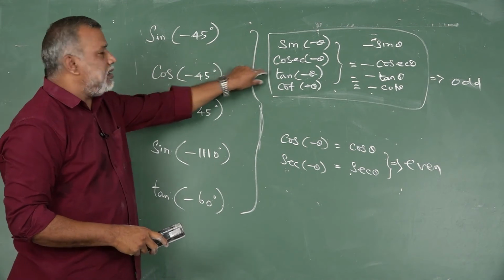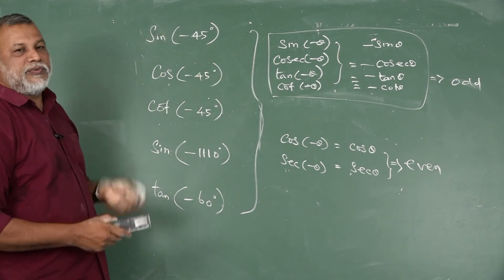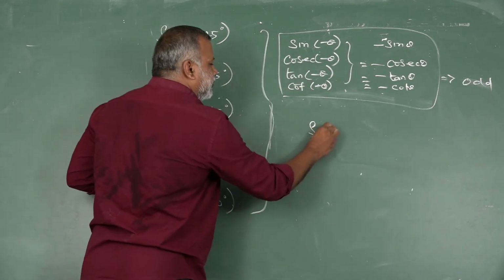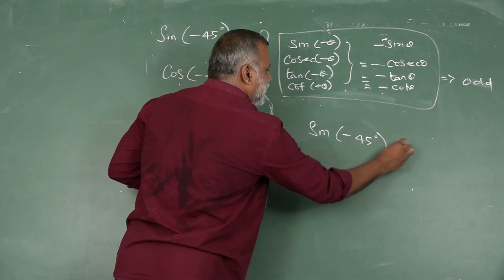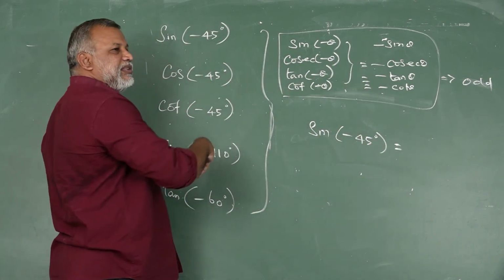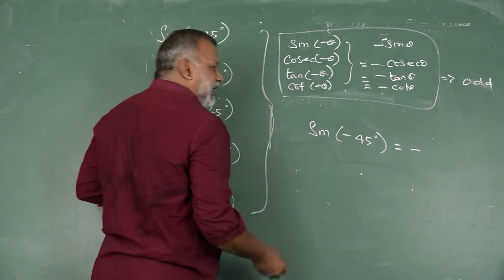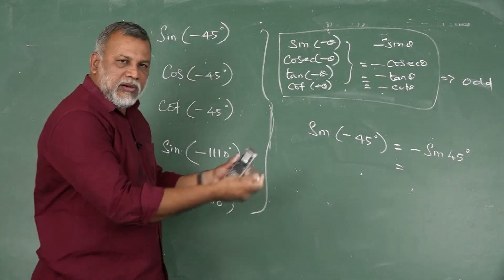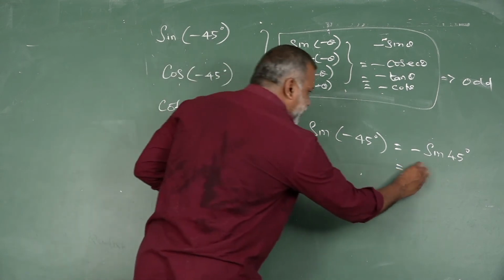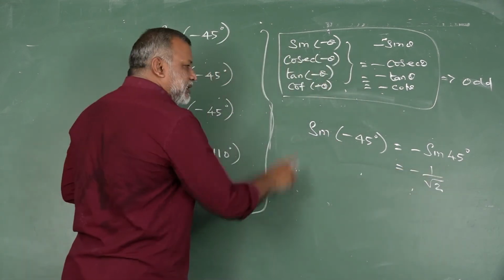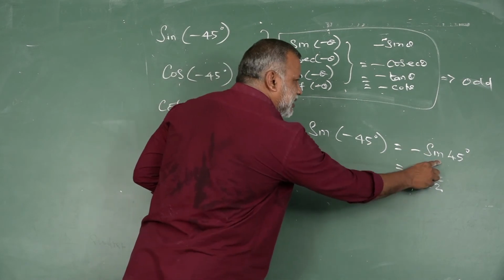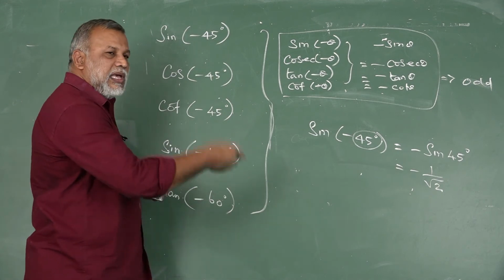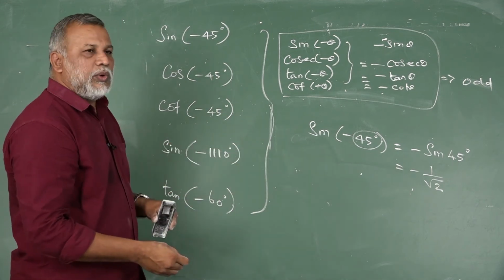So in this way, we are able to work out sin of minus 45. Apply the concept. Sin emits the negative, so we can get minus sin 45. From the trigonometric table, the well known sin 45 is 1 by root 2. So sin of minus theta means minus sin theta. Instead of theta, we have 45 degrees. Therefore we take sin 45, which is the well known 1 by root 2, with the minus sign: minus 1 by root 2.